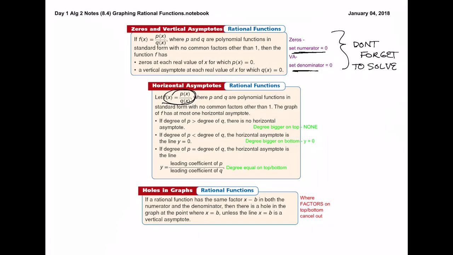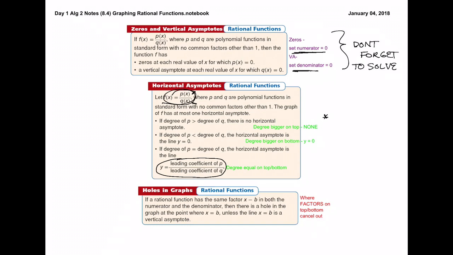When we talk about horizontal asymptotes, we're looking at our function, and more specifically, we're looking at our p of x over our q of x. So we're looking at our denominator and our numerator, and we're looking at those degrees. If the degree is bigger on the top, we are going to have no horizontal asymptotes. So you can see these little helpful hints in green. If the degree is bigger on the bottom, your horizontal asymptote is always going to be y equals 0. If your degrees are the same on the top and the bottom, you want to look at the leading coefficients of those terms.